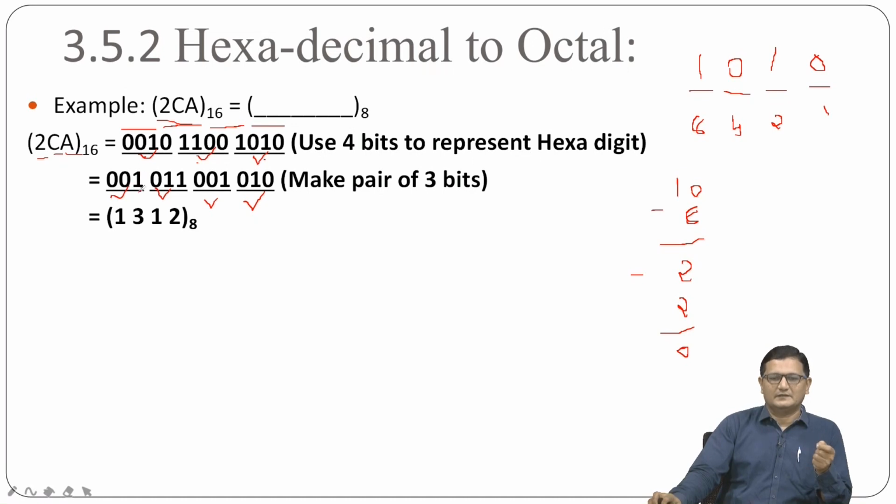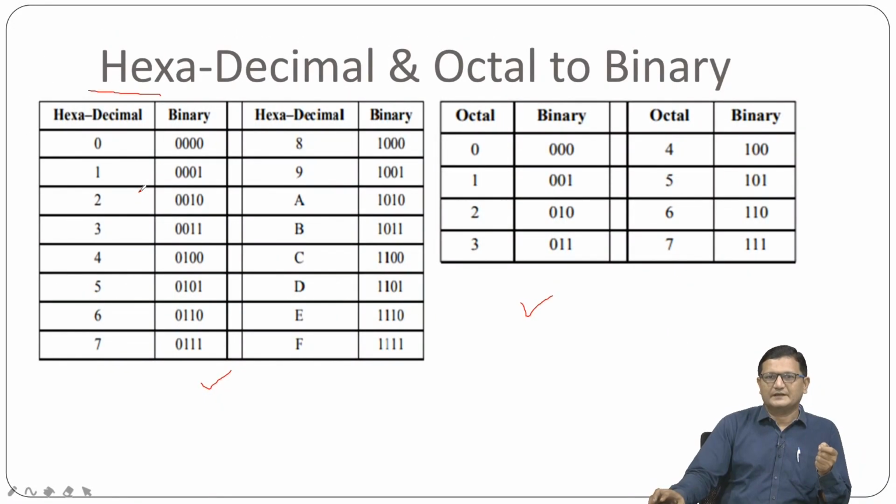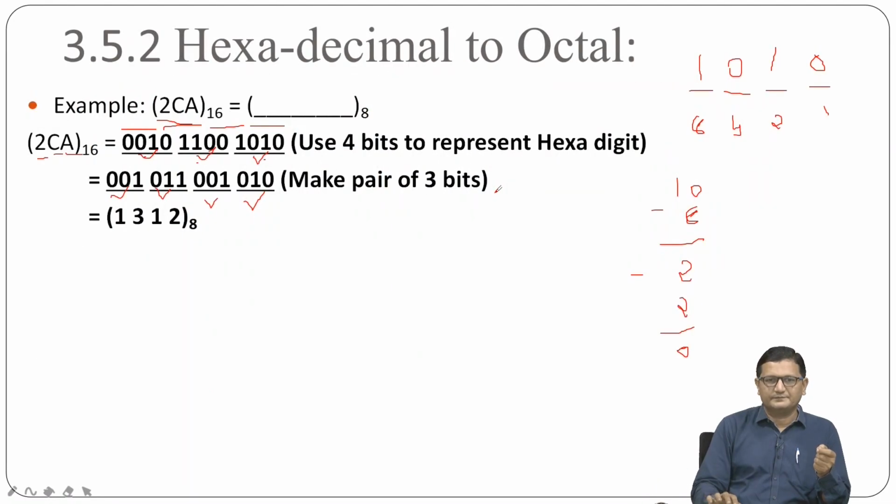Now, 001, you look at this table. 001, it is the octal number of what? 1, right, 1. So, here we have written 1. Similarly, if you go through that table, you will understand this is the binary of 3, this is the binary of 1, this is the binary of 2, right. So, this is the octal number.